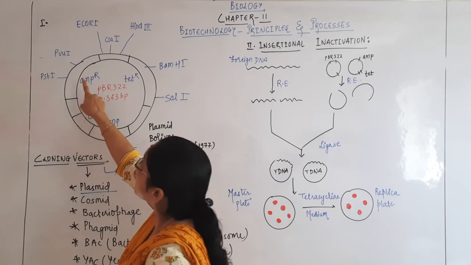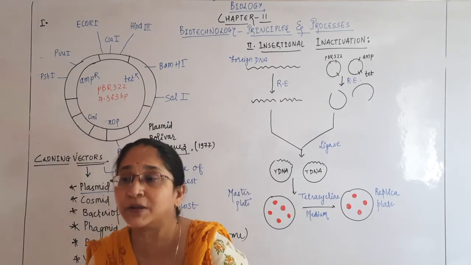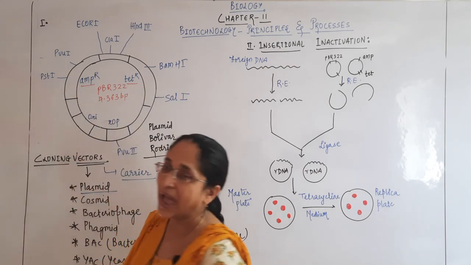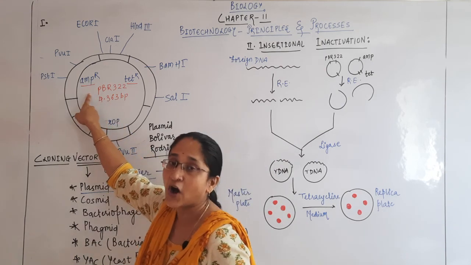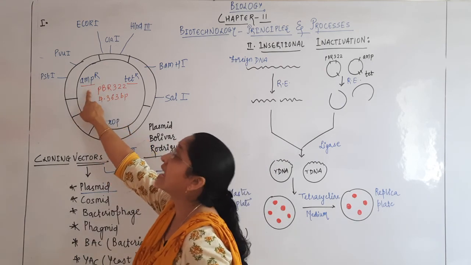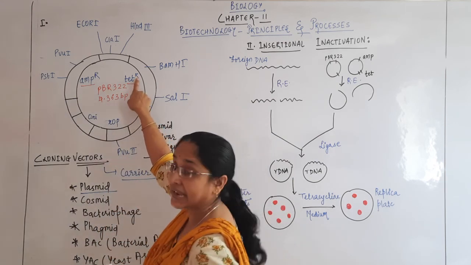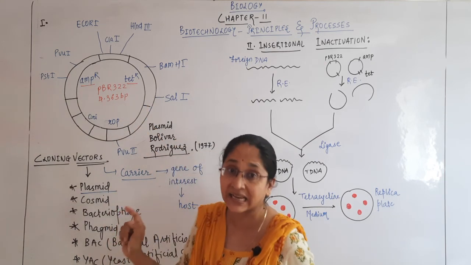Next, we have the selectable marker genes. Over here, there are two selectable marker genes. One is AmpR and the other is referred to as TetR. Now, what does the term AmpR stand for? R stands for resistance, and Amp refers to ampicillin. Here R again stands for resistance and Tet refers to tetracycline.